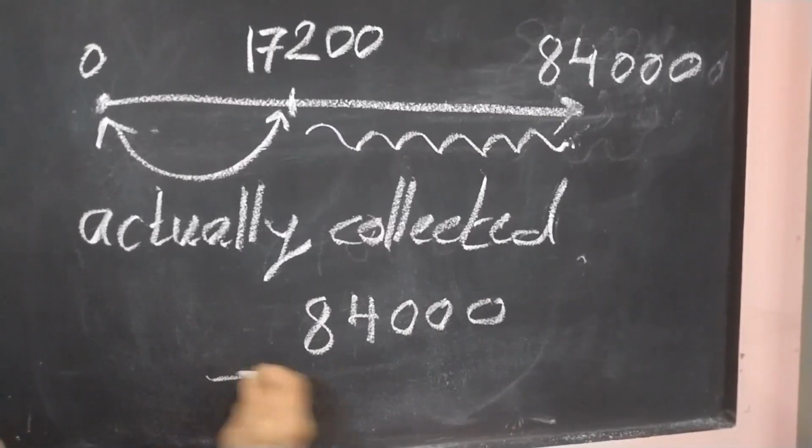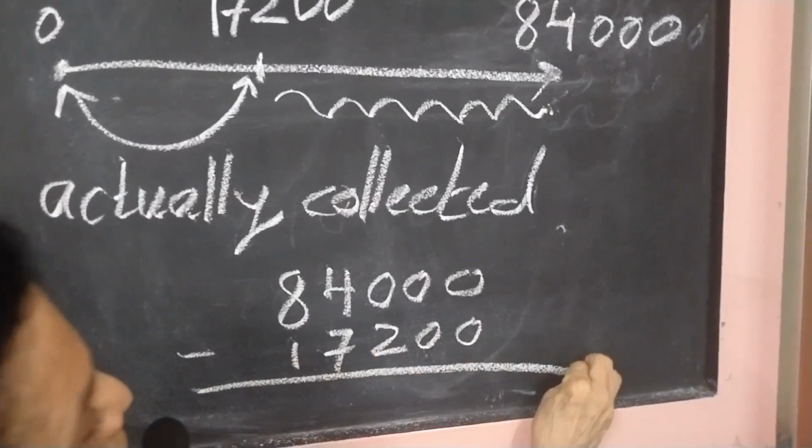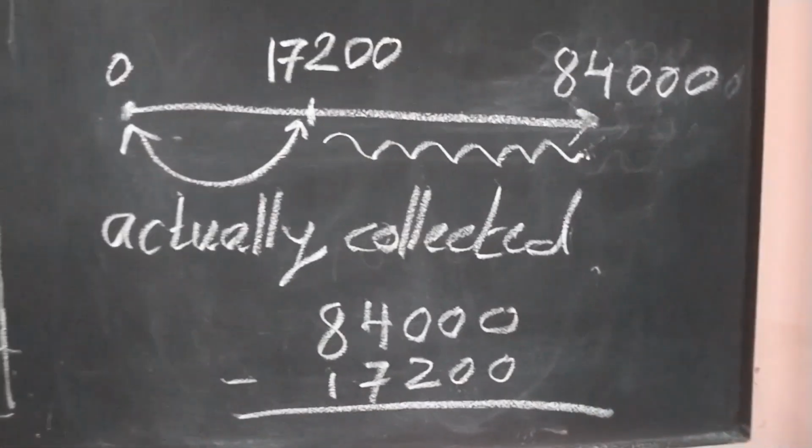84,000 minus 17,200, and now you know how to do the subtraction. So carry it on.